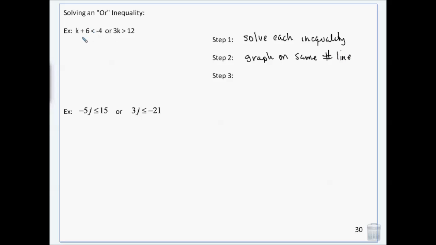Right. So in this case, I'm going to subtract 6 from both sides, and I get k is less than -10. And then here I divide by 3 on both sides, and I get k is greater than 4. And I go to my number line, there's 0, there's -10, there's 4. Less than -10 is everything this way. Greater than 4 is everything that way. So I'm going to graph all of this and all of that.